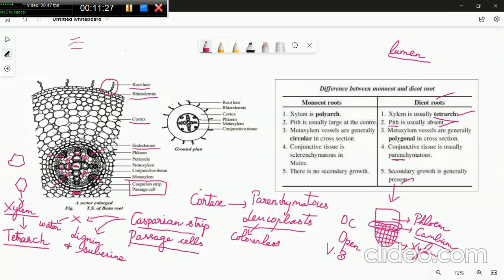So xylem is usually tetrarch, that is 4 xylem groups will be there. Pith is usually absent, the central part is usually absent. The metaxylem vessels are going to be polygonal. Why is it called metaxylem? See here, this is protoxylem, this is metaxylem. Next, conjunctive tissue is usually parenchymatous, and secondary growth is generally present. That means the vascular bundle is going to be open, because of the presence of cambium. Only when there is the presence of cambium will secondary growth be possible. Understood? Now we can discuss the monocot roots.